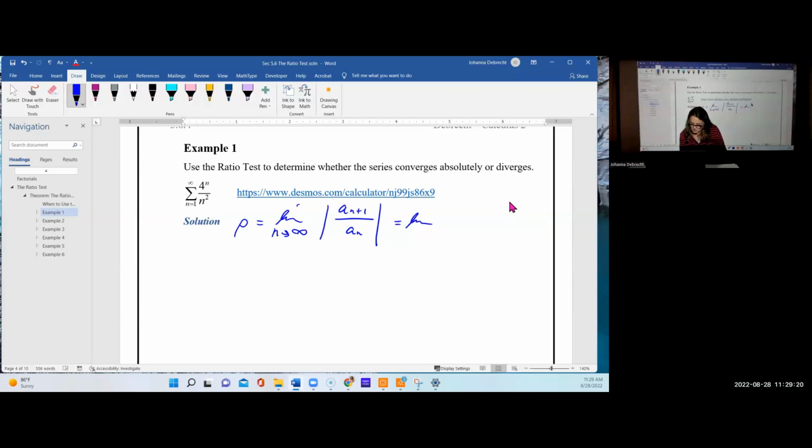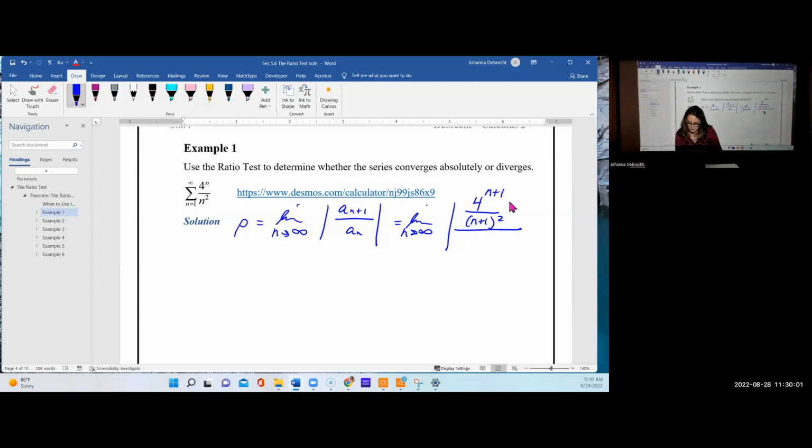So we're going to have the limit as n goes to infinity of the absolute value of, we're going to replace n with n plus 1. So we have 4 over n plus 1 over n plus 1 quantity squared. Now, make sure when you're writing a sub n plus 1 that you take each of the n's, put them in parentheses, and replace them with n plus 1. So it's not n squared plus 1, it's n plus 1, the quantity squared. And it's 4 to the power n plus 1.